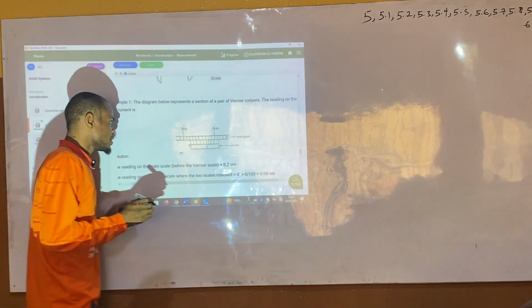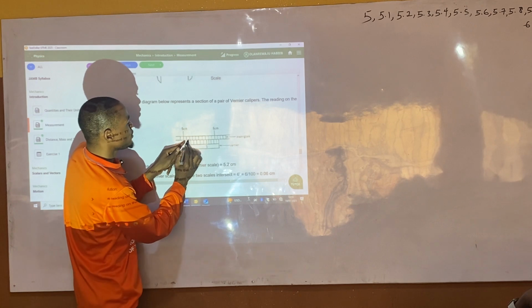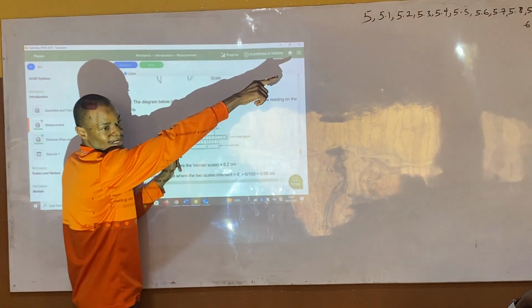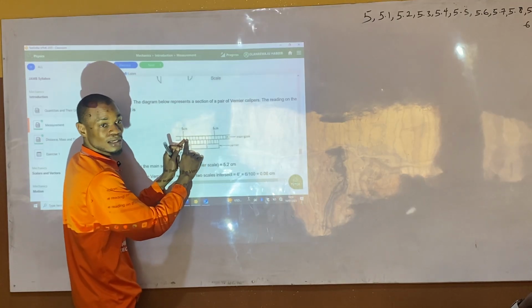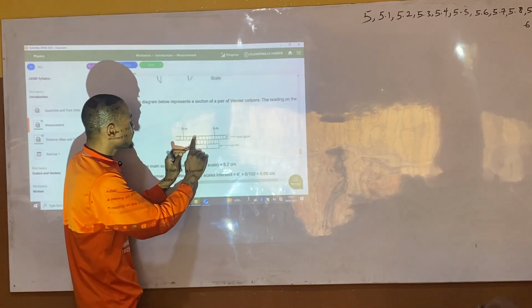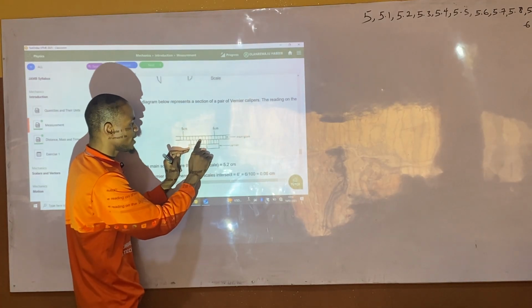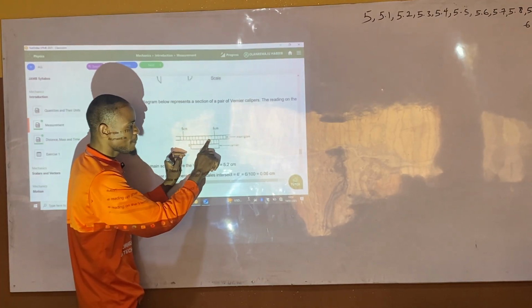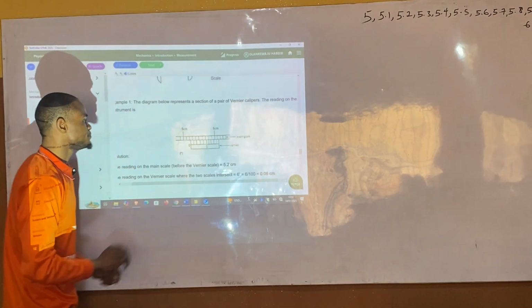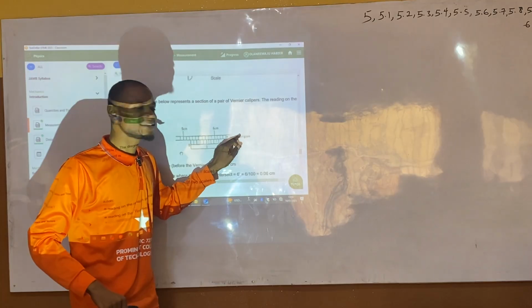So now, this is 5. You can see some lines between 5 and 6. Those are the decimal numbers: 5.1, 5.2, 5.3, 5.4, 5.5, 5.6, 5.7, 5.8, 5.9, and 6.